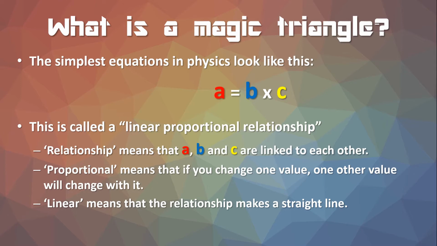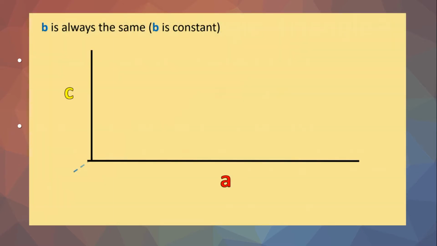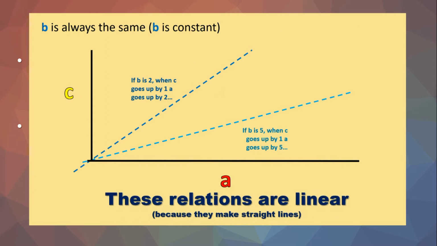For example, let's say B is always the same. We keep B constant. When we put C up or down by 1, A will go up or down by B. If B equals 2, then when C goes up by 1, A goes up by 2. But if B equals 5, then when C goes up by 1, A will go up by 5.